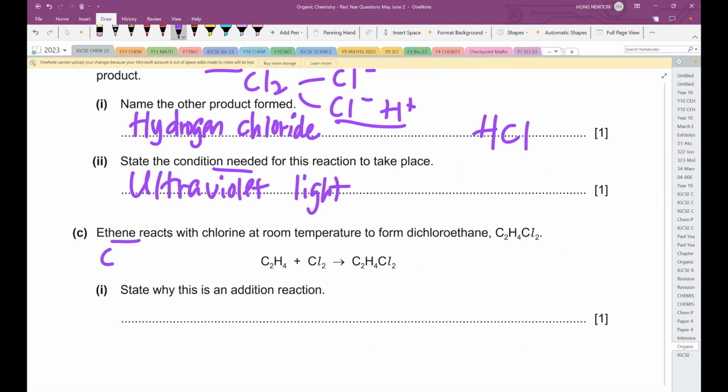Ethene reacts with chlorine at room temperature to form dichloroethane. So the equation is over here. State why it is an addition reaction. You see, this one has two reactants, then how many products? One product. So addition means that if we have two reactants, they add up together and produce one product. So we call it the process of addition.